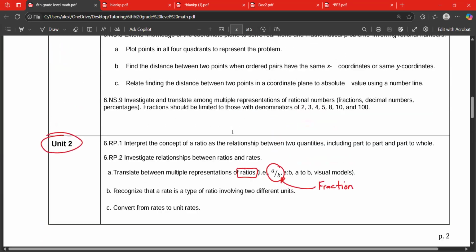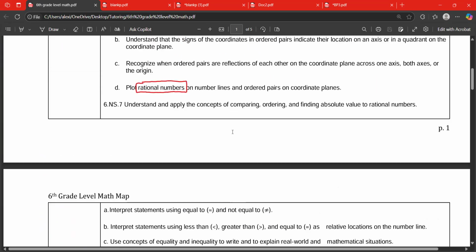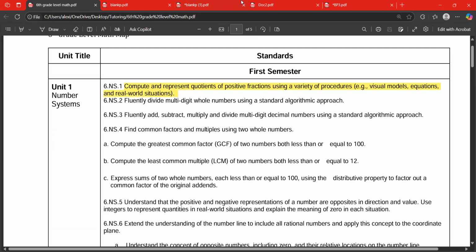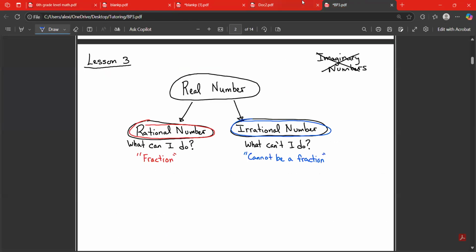So let me go back to the top. And let's go back to our lesson notes. Okay, so if you were writing, continue writing. If you're done, good. So every number that you will experience in 6th grade is a real number. But real numbers can be broken down into 2 different types, a rational number and an irrational number. Our focus, your focus, will be on rational numbers. What is special about a rational number? It can be written like a fraction.